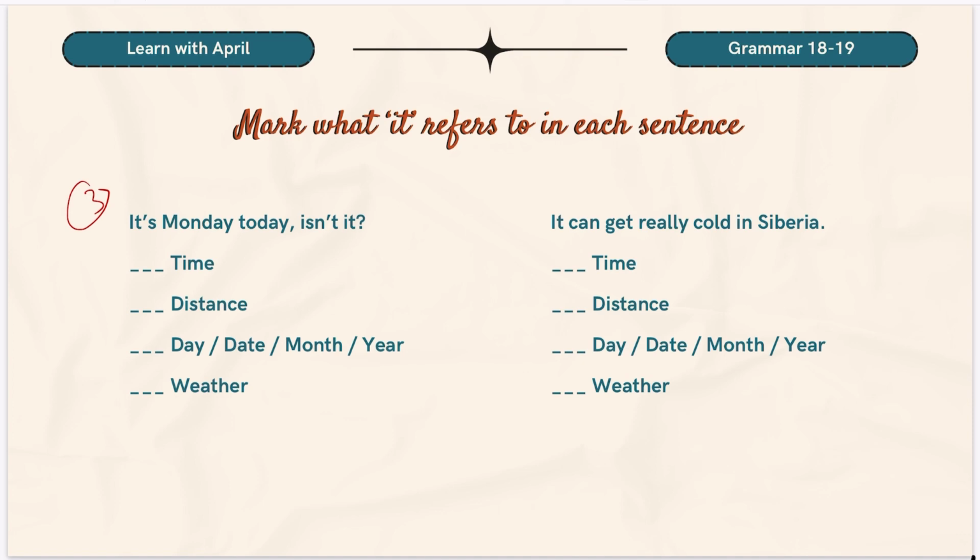Number 3, Monday. It's Monday today. So, is it weather? Or is it distance? Bukan juga ya. It talks about day. Next, number 4. It can get really cold. Cold. Jadi, dia bahas tentang weather.